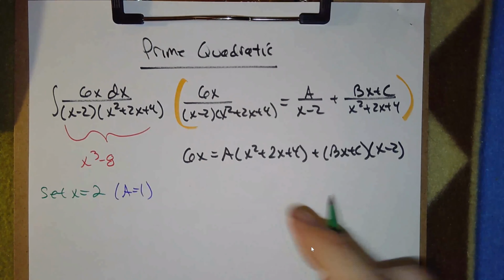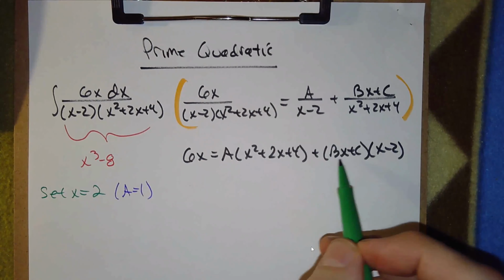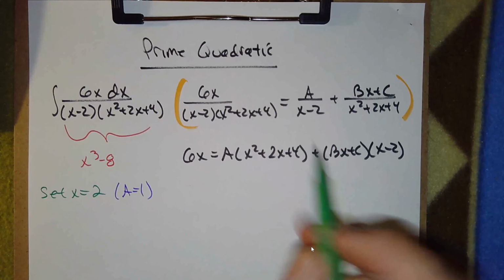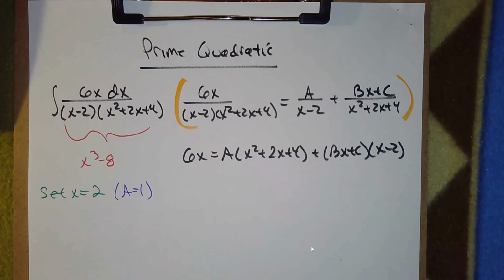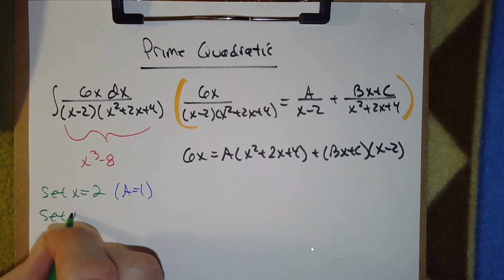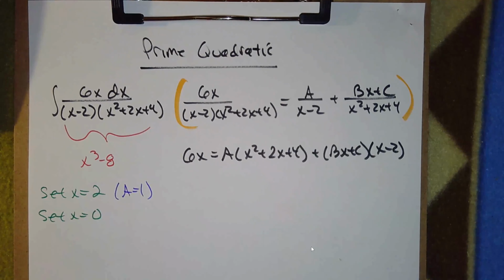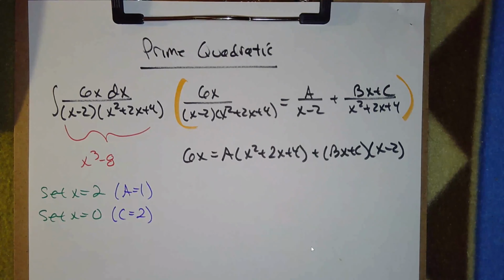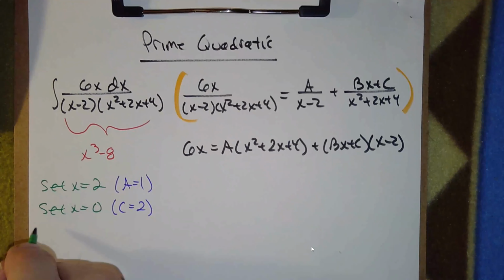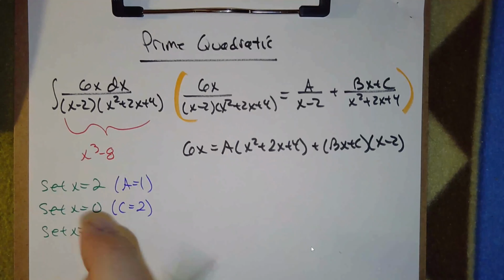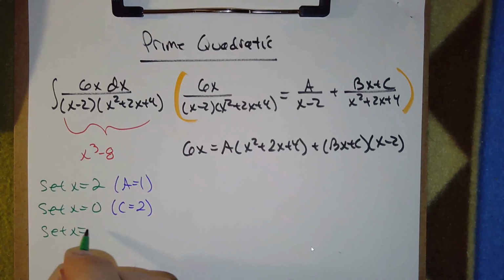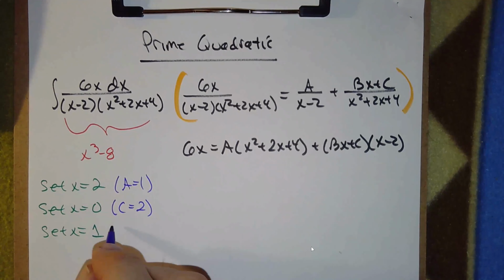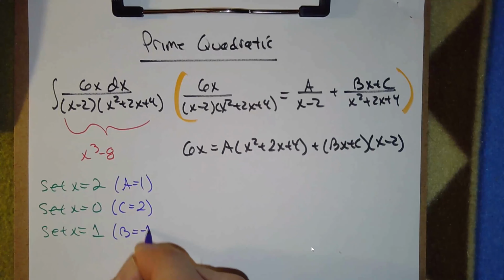Then what would you do? Well, if you set x equal to 0, that'll knock out the B, you know A, so that's another helpful one. If you set x equal to 0, then you'll be able to solve for C, and you'll find C equals 2. And if you set x equal to 1, after plugging in B and C, you should be able to find that B equals -1. Okay.